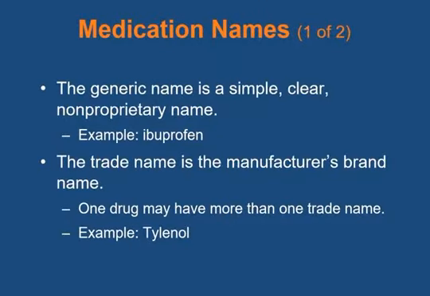Now let's talk about some medication names. The generic name is a simple, clear, non-proprietary name. Generic names are not capitalized. Some medicines, like nitroglycerin, are often called by their generic name more than their trade name. The trade name is the brand name that a manufacturer gives to a drug, for example, Tylenol and Lasix. Trade names begin with a capital letter. One drug may often have more than one trade name because of multiple manufacturers.